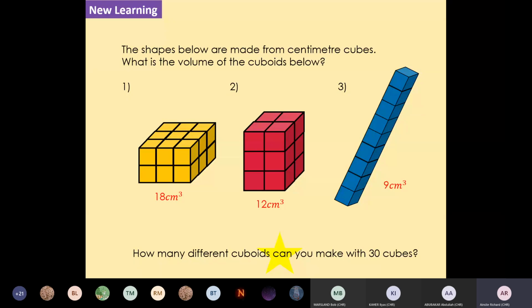And then you can think about how many different cuboids you can make with 30 cubes. So a cuboid has to not have any gaps. So for example, if this cube in the top right corner there was removed, that would no longer be a cuboid because it doesn't have 6 faces. You get an extra 3 faces from removing that. So that's something to have a think about later in your own time.